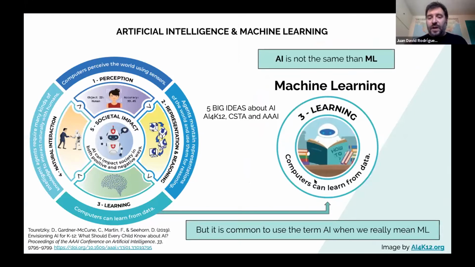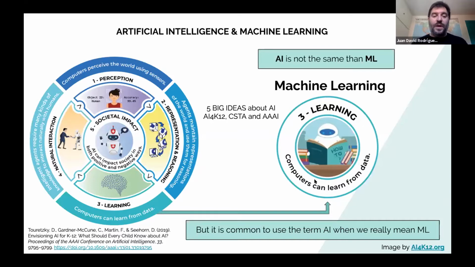into five big ideas. The first is that computers perceive the world using sensors. Second is that agents maintain representations of the world and use them for reasoning. Third, that computers can learn from data. Fourth, intelligent agents require many kinds of knowledge to interact naturally with humans.